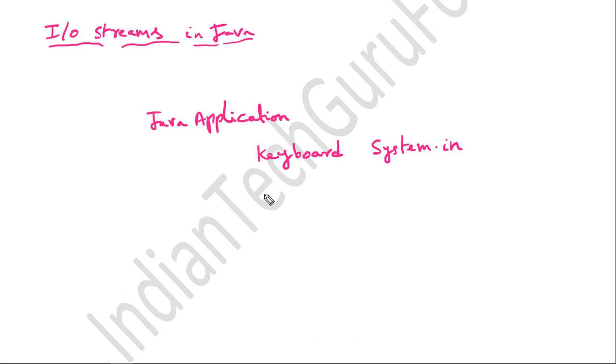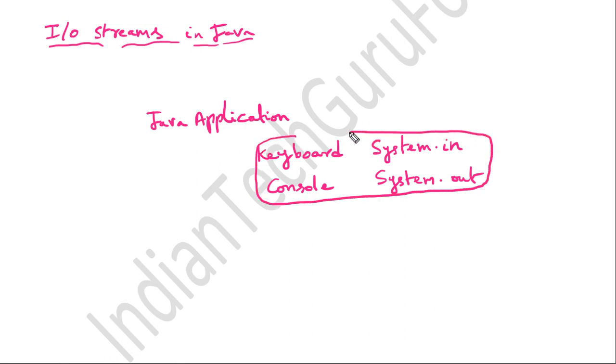Similarly, whenever I want to display output to the screen, then it is generally termed as displaying the output on the console. Console is generally considered as system.out. So these two things we already know: how to get the input from the keyboard and how to display the output on the console whenever we run the Java applications.